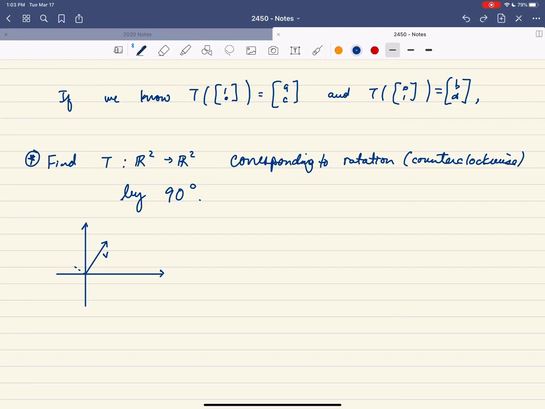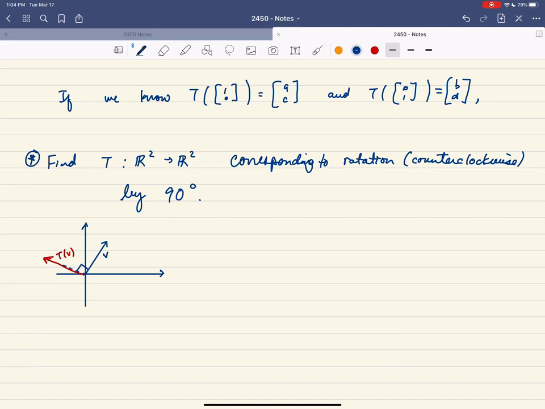Let me try that again. Just rotated 90 degrees, so that the angle between them is about 90. So I want to think about what is the transformation that's going to take our vector v to this red vector, T of v. Okay, so we want to think about what is that transformation T that does that.